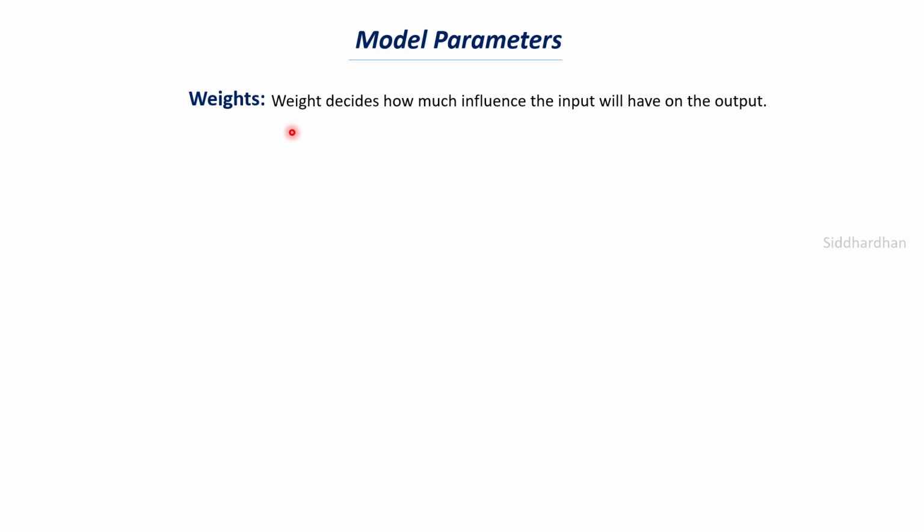So weight is a value. Weight decides how much influence the input will have on the output. Okay, so just read this definition again, and you can take a note of this. This is very important.